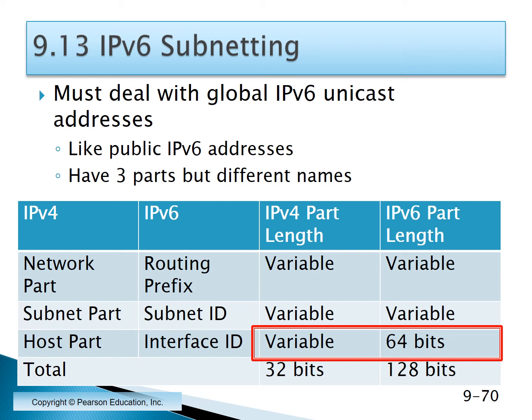And as we have learned in the last chapter and earlier this chapter, in IP4 the lengths of these three parts are variable, but we only make sure that the total is 32 bits. But for IP6, the length of the host part is always fixed. The host part is always 64 bits, and the subnet part and the network part are variable, so the total will be 128 bits. So that's the difference here: the host part is always 64 bits, so it's fixed.